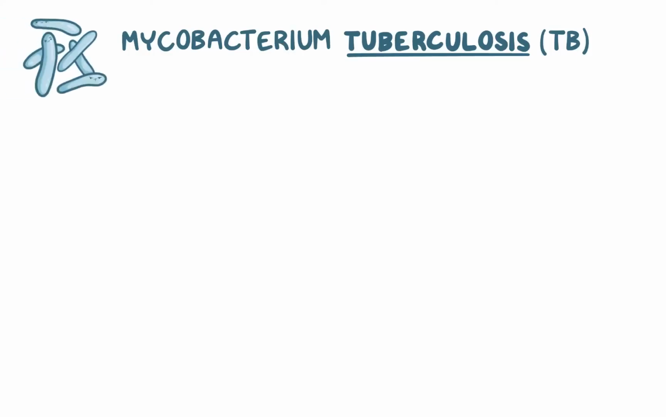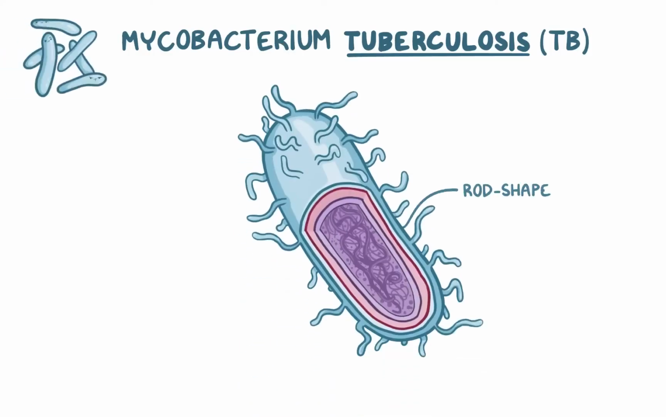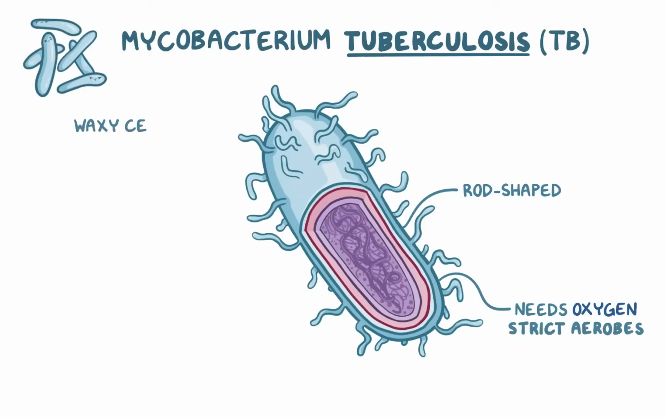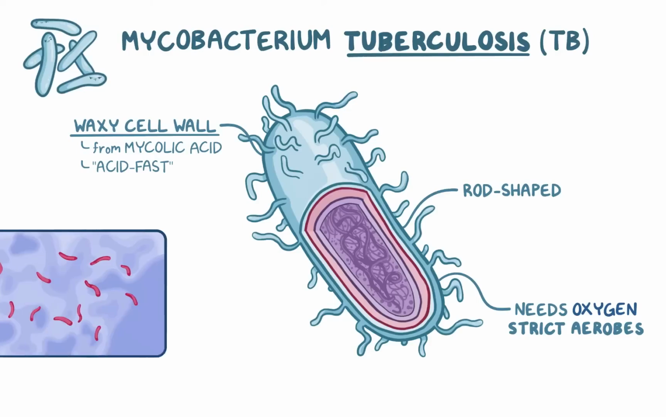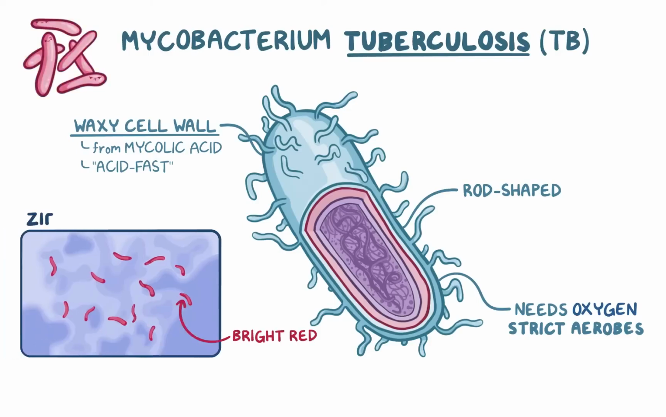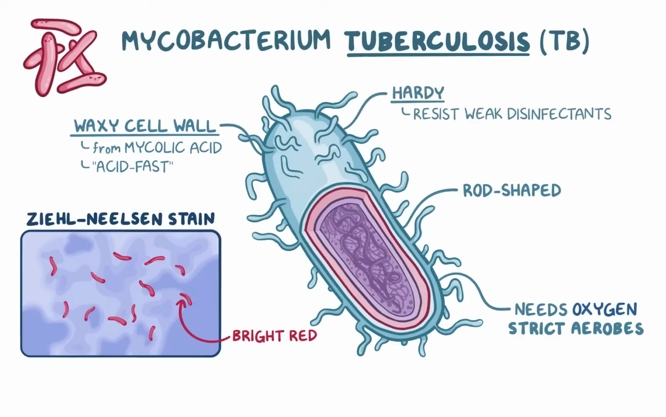Mycobacteria are an interesting bunch. They're slender, rod-shaped, and need oxygen to survive. In other words, they're strict aerobes. They've got an unusually waxy cell wall, which is mainly a result of production of mycolic acid. Because of this waxy cell wall, they're acid-fast, meaning that they can hold on to a dye in spite of being exposed to alcohol, leaving it bright red colored when a Ziehl-Neelsen stain is used. The wall also makes them incredibly hardy, and allows them to resist weak disinfectants and survive on dry surfaces for months at a time.